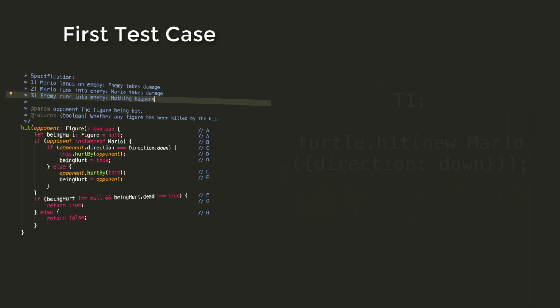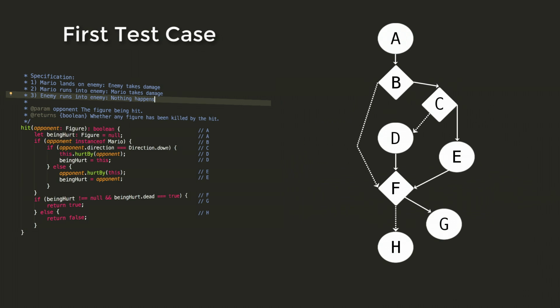Let's take a look at which lines of the function are executed by this test. So we enter at block A and evaluate the first if statement, which looks at whether or not the parameter is a Mario. Since it is, we move on to block C, which evaluates whether or not Mario is heading down. Since Mario is heading down, we go into block D, where we see that the turtle is hurt by Mario. We also set being hurt to this, so the turtle is the element that's being hurt.